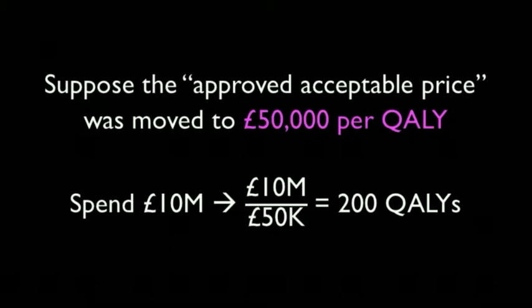Let's say that the UK raises their threshold for what price they're willing to pay for drugs, and sets the threshold price for an additional QALY at £50,000. So suppose the approved acceptable price is moved up to £50,000 per quality adjusted life year. And then they've got this fixed budget of £10 million. Well, with those £10 million, if each drug they buy gives them one QALY at a price of £50,000, then they would only be able to purchase 200 quality adjusted life years.